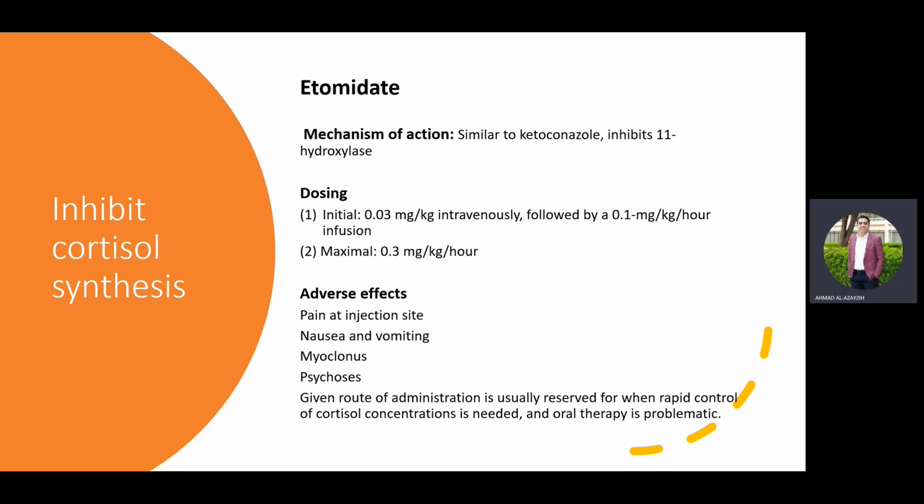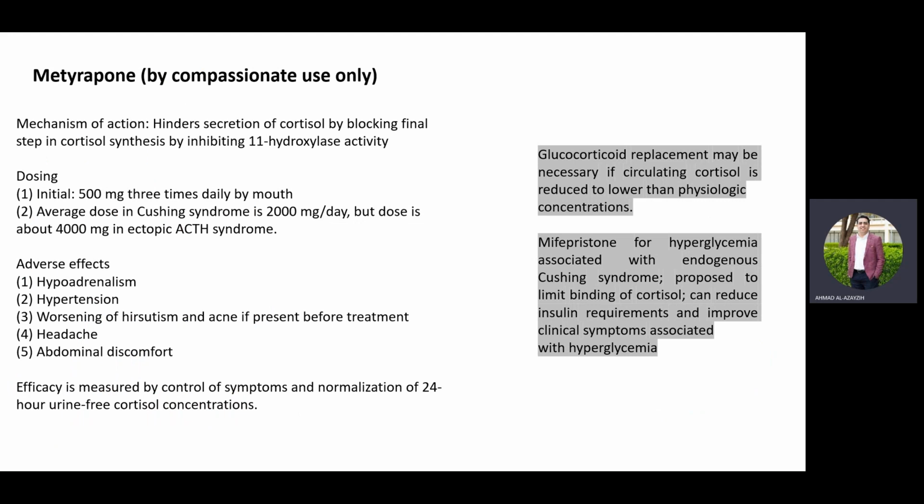It's given IV. If you have a problem with the oral administration, then you can go with this choice. Okay, it will inhibit the cortisol synthesis. Metyrapone by compassionate use only. When no option is working, all the options cannot be effective, then metyrapone could be used. Why don't we use such a drug from the beginning? Due to different side effects. We keep this drug to the end if none of these agents is working.